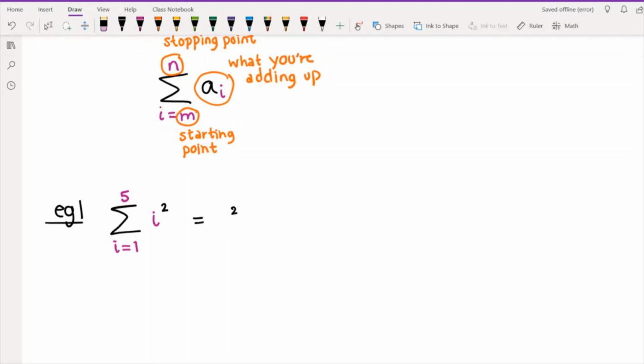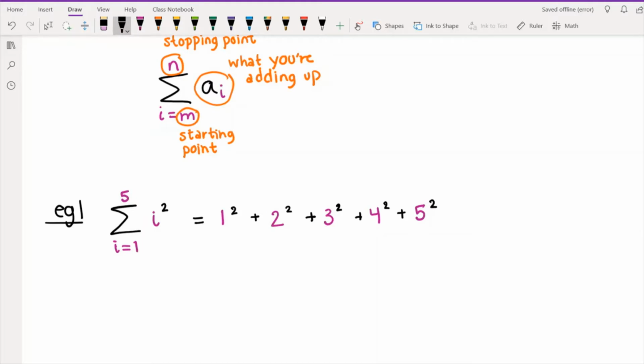And the second thing, and maybe I'll keep using this color, the second thing we'll do is add to that 2 squared. And then to that we'll add 3 squared. And then we'll add 4 squared. And then when do we stop? Well, we see this 5 at the top, and that tells us, okay, that's going to be the very last number that we're plugging in for I.